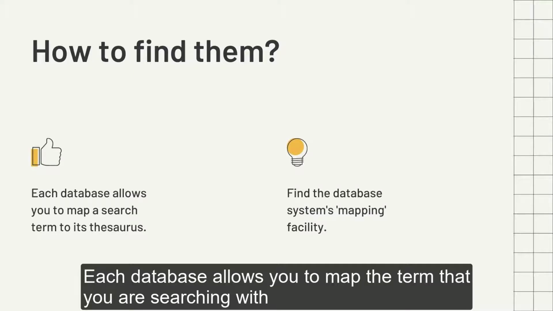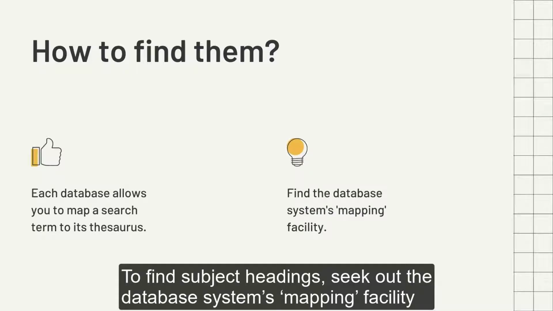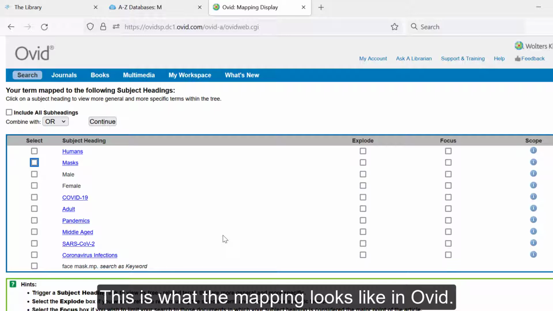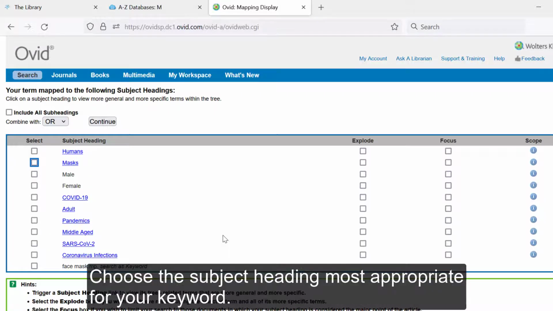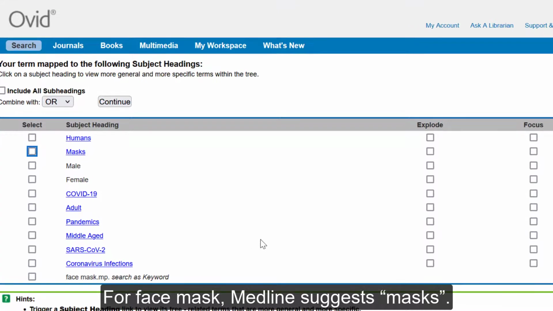Each database allows you to map the term that you're searching with to its thesaurus or controlled vocabulary. To find subject headings, seek out a database system's mapping facility to help you uncover the preferred heading for your concept in your database of choice. This is what the mapping looks like in Ovid. Choose the subject heading most appropriate for your keyword. For face mask, Medline suggests masks.